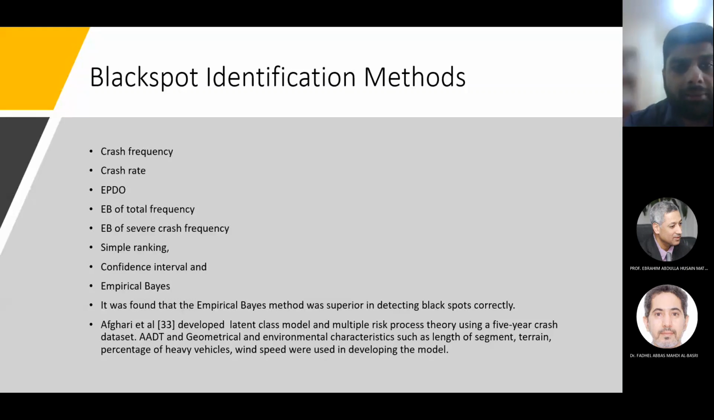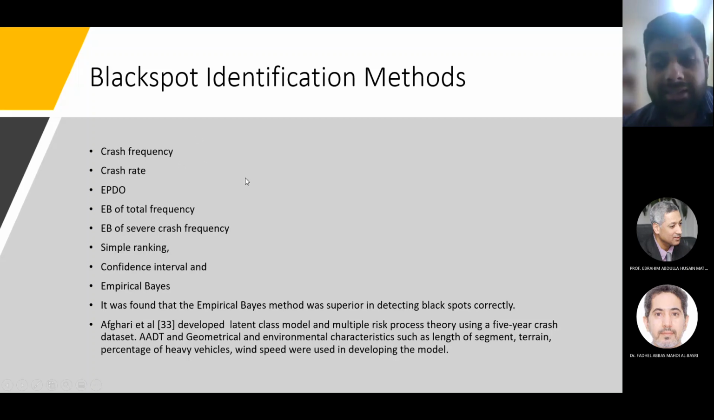Okay, the black spot identification methods which have been used previously are these. The first five methods are what are included in the Highway Safety Manual, which is adopted by the Federal Highway Administration Authority of USA. So they are very commonly used.